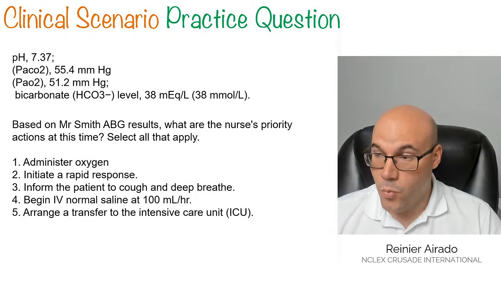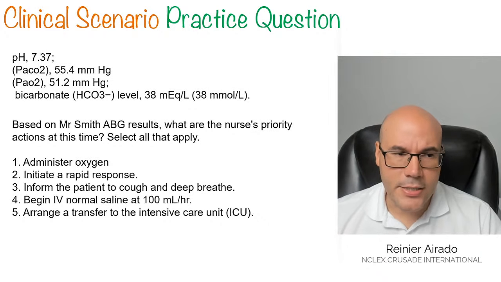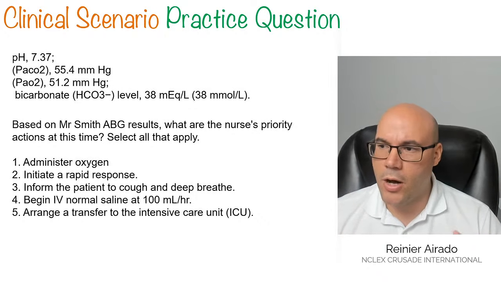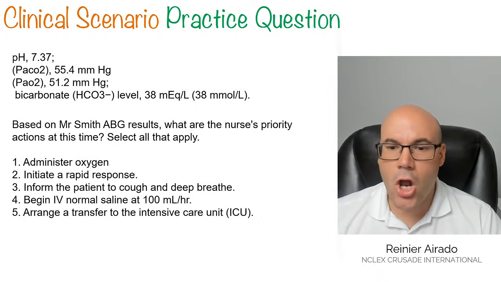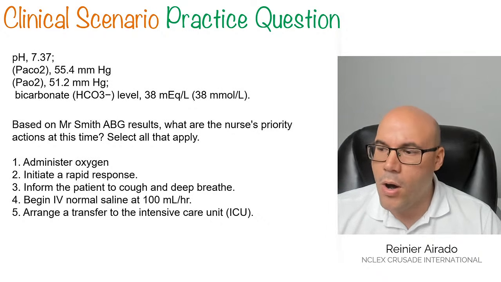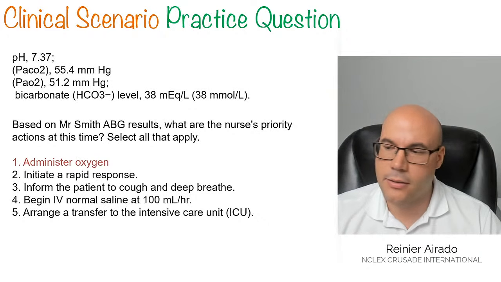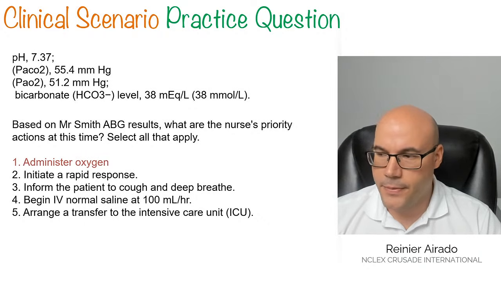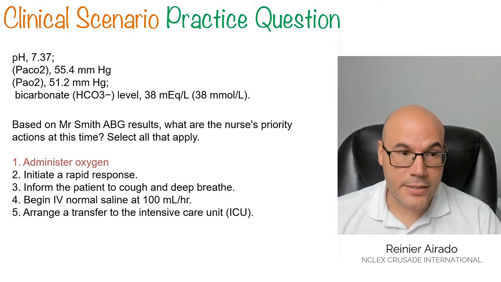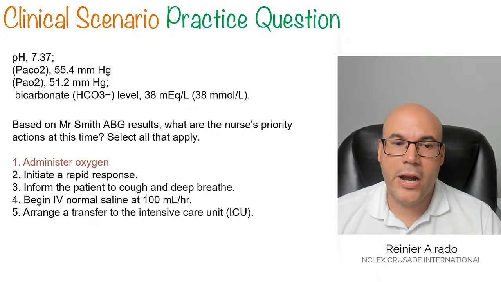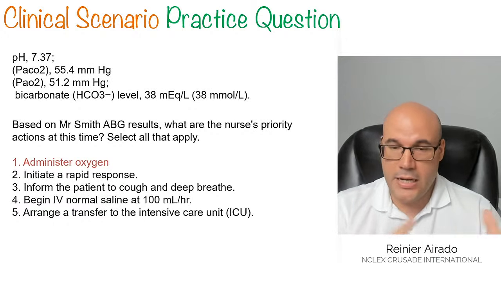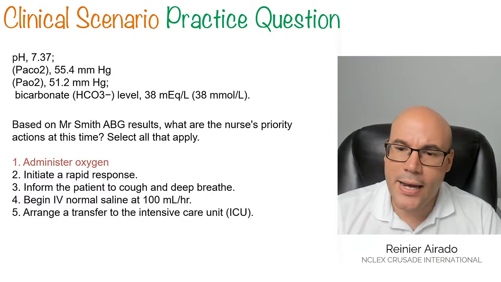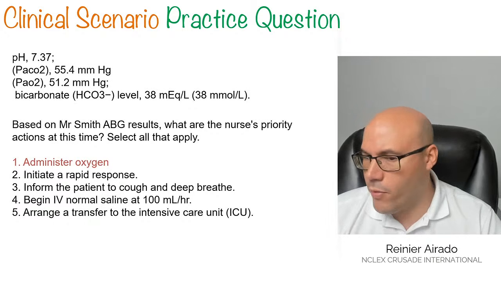Now, we know that the pressure of oxygen is very low, it's 51, and we know that the normal is from 80 to 100. So if the patient's pressure of oxygen is low, does answer number one, administration of oxygen, make sense? The answer is yes. But you have to be very careful, because I can quickly turn this correct answer, administration of oxygen, into an incorrect answer.